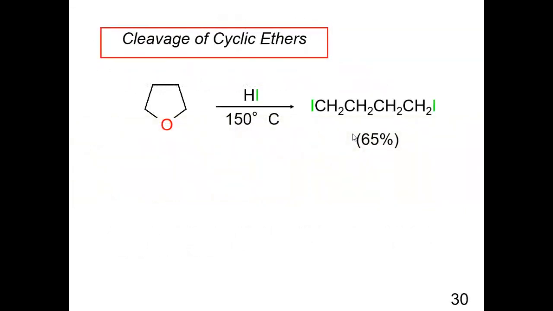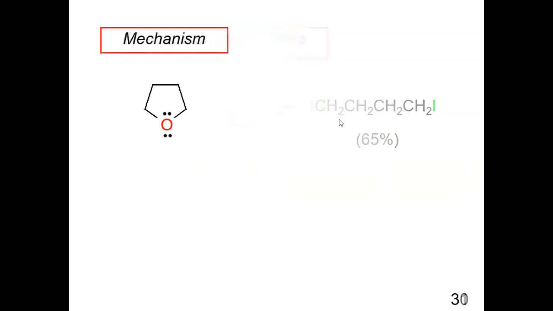So the cleavage of cyclic ethers can happen in a similar manner. Like this is THF, a 5-membered cyclic ether, reacting with HI, heated to 150. If you use an excess amount of HI, hydrogen iodide, you'll be getting 1,4-diiodobutane. Okay, and the mechanism is pretty much the same.